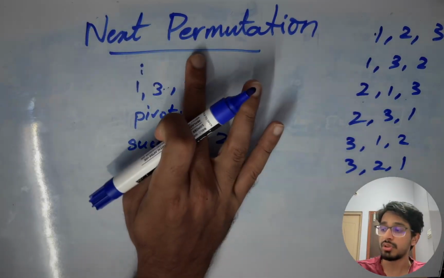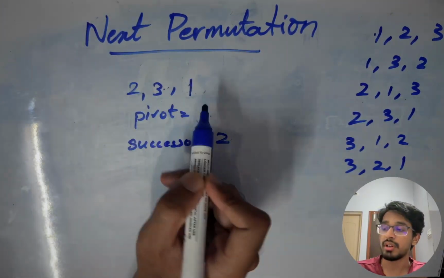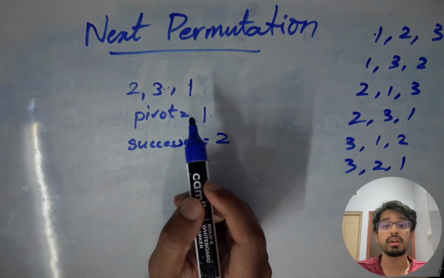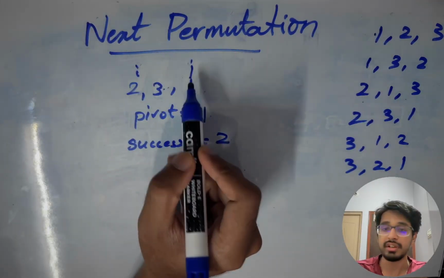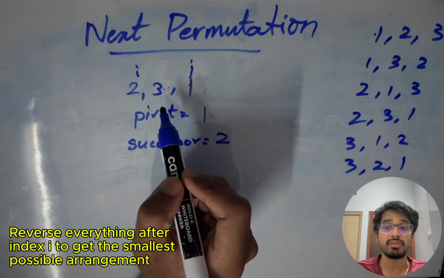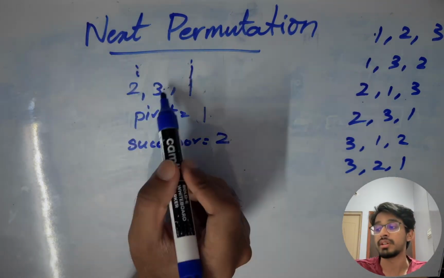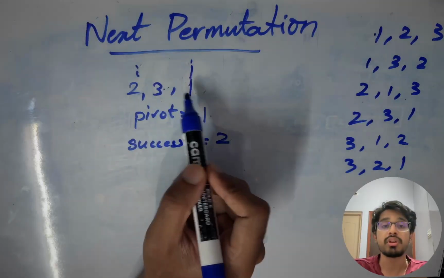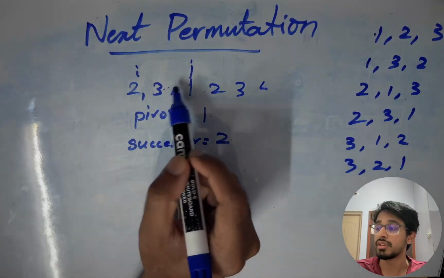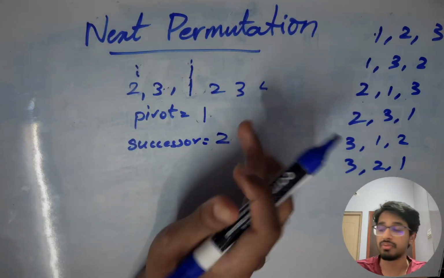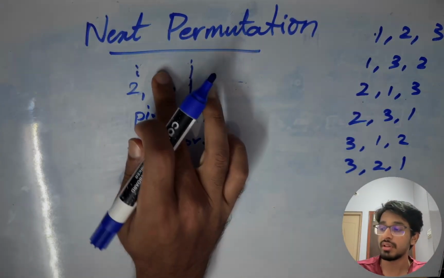And then, as I told, we need to swap these two numbers, 2 and 1, and then the third step is to reverse the suffix. This is the I index and this is the J index, right? According to the definition we need to reverse everything to the right of index I. What is to the right of index I? This 3 and 1. So we just need to reverse them. Whatever numbers come after this, like 2 3 4, we reverse all of them. Currently we just have 3 numbers, so we just reverse 1 and 3.